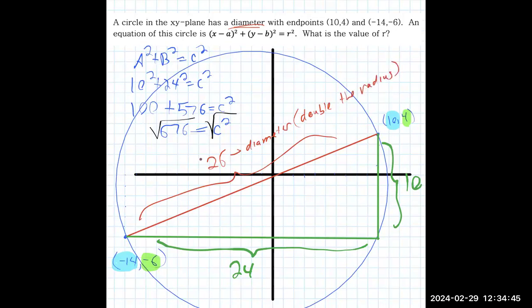Now, that's our diameter, which, by the way, is double what the radius is. And so if double the radius is 26, then half of that number must be the radius, which means that the radius is going to be 13. Now, looking at this equation, that's what they were asking us for. This is the format of the equation of the circle, where you have a and b as the x and y of the center and r as the radius. So if they're asking us for r, they're asking us for the radius, and the answer to that is 13.